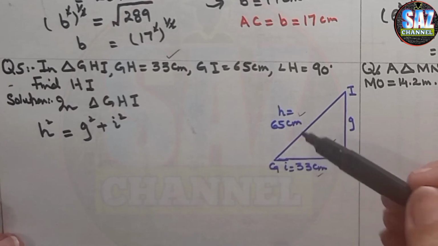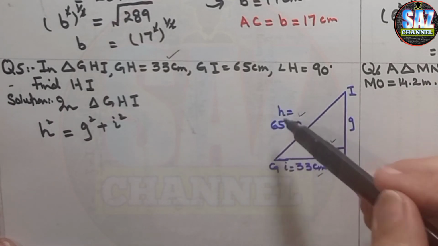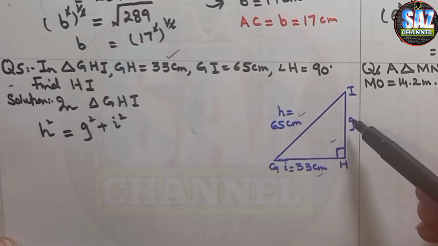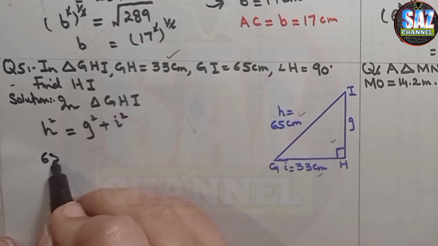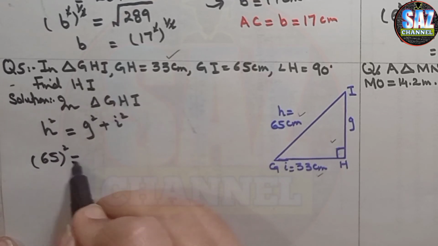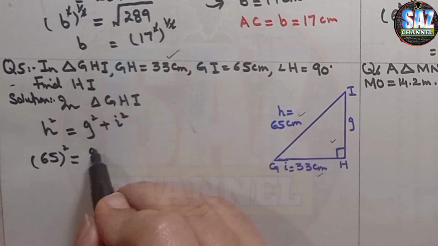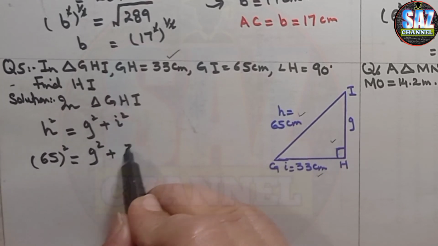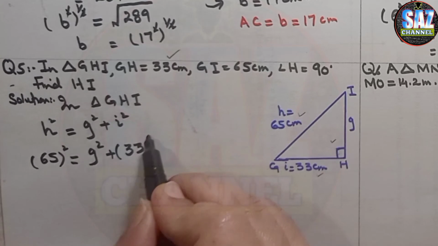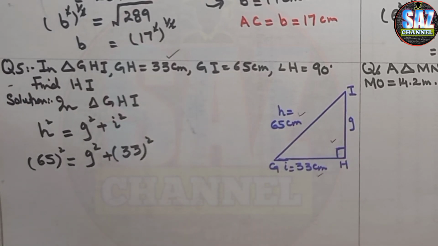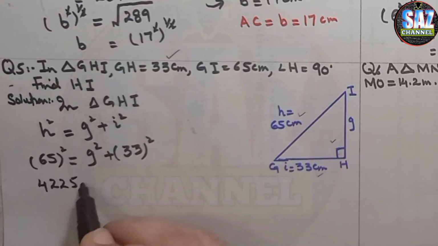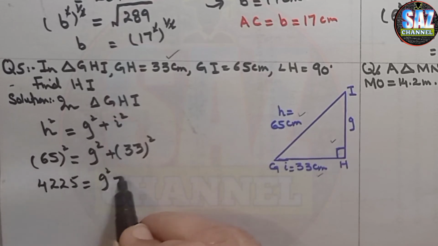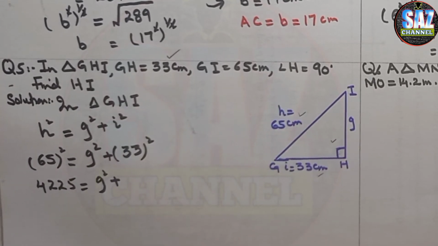And now this time we are given with the value of hypotenuse and one of the side, and we have to find the other side. So replace the values carefully. That instead of h, I will be replacing 65 square equals to g square will be coming as it is, and i is 33 square. Now what we have to do, we have to take the square of these numbers carefully. 65 square will give me 4225 equals to g square plus 33 square will give me 1089.